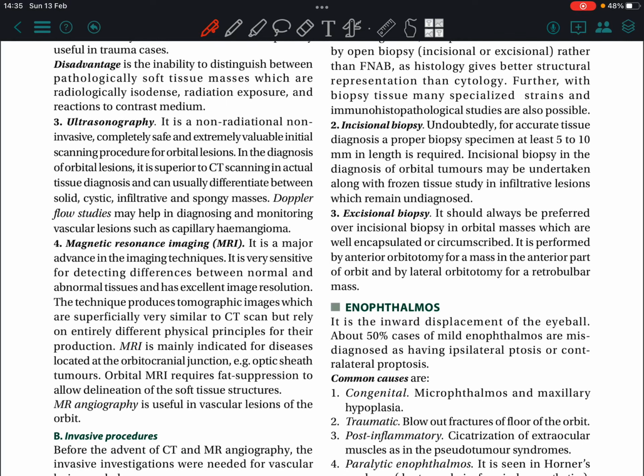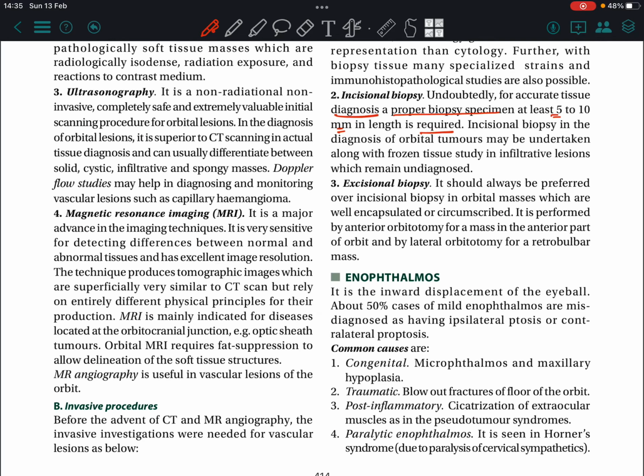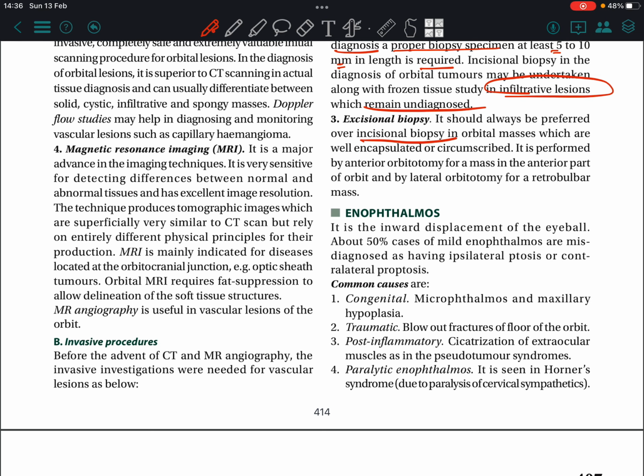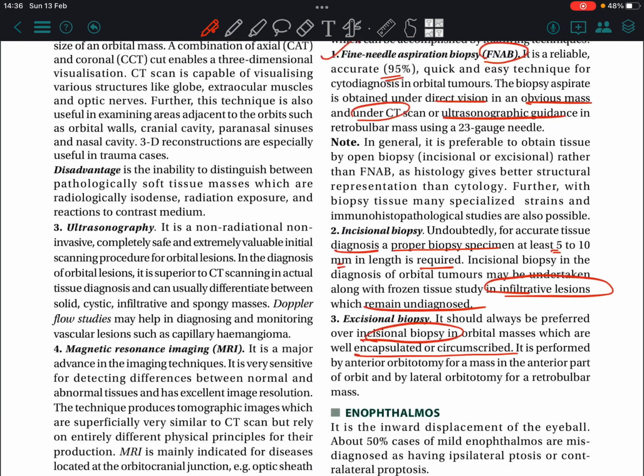Incision biopsy is undoubtedly needed for accurate tissue diagnosis, and a proper biopsy specimen at least 5 to 10 mm in length is required. Incision biopsy in the diagnosis of orbital tumors may be undertaken along with frozen tissue study in infiltrated lesions which remain undiagnosed. Excision biopsy is preferred over incision biopsy in orbital masses which are well encapsulated or circumscribed.